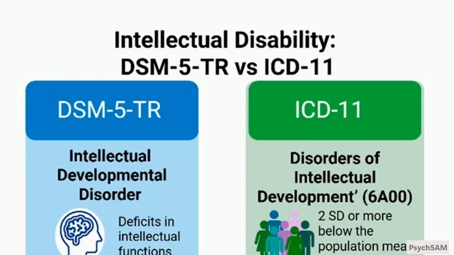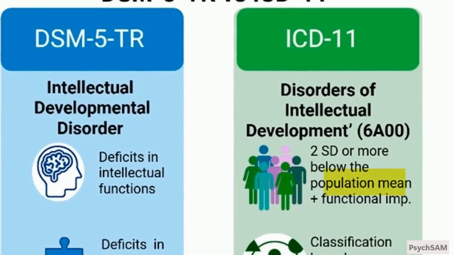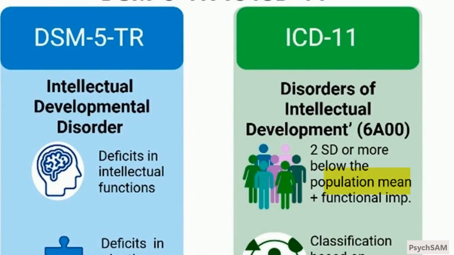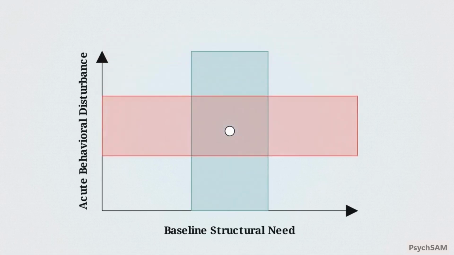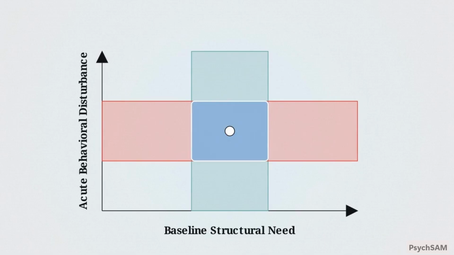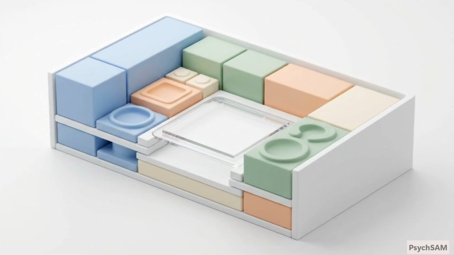This graphic comparing the DSM-5-TR and ICD-11 criteria shows that diagnosing intellectual disability now relies on identifying functional impairments in daily life, rather than relying solely on IQ scores. By mapping a patient onto this matrix, a clinician can stabilize the environment on the x-axis while neutralizing behavioral spikes on the y-axis, clearing the way for effective early intervention.